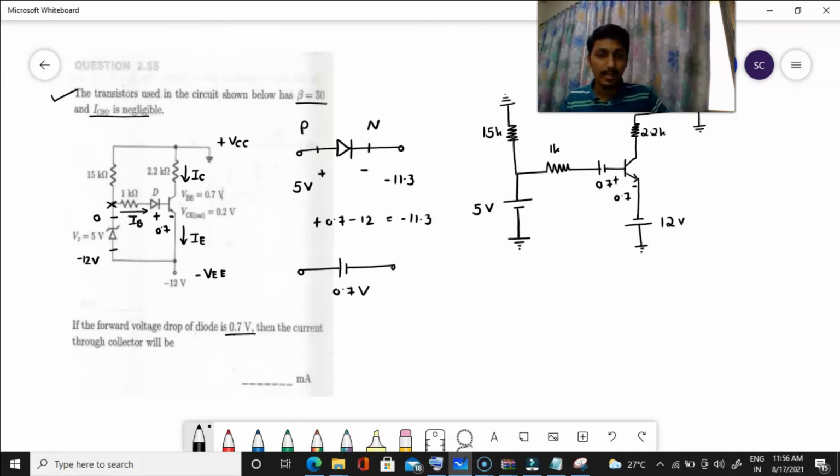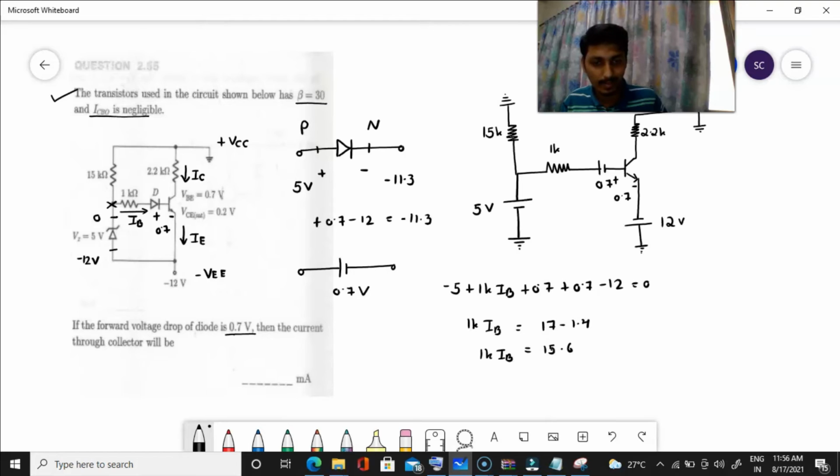Firstly, we will see whether it is in the active region or saturation region by applying KVL in the base loop. So minus 5 plus 1k IB plus 0.7 plus 0.7 minus 12 equals 0. So minus 17, plus 1k IB; 17 minus 1.4 is 15.6, equals 1k IB. IB will be in milliamps, 15.6 milliamperes. But here it is a trap.